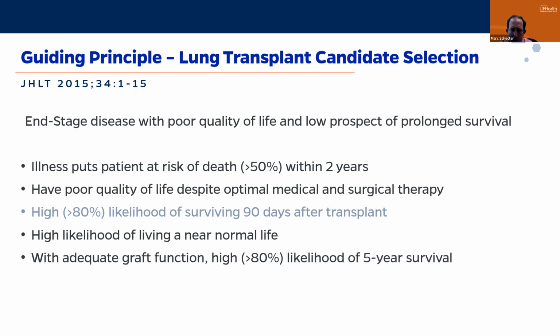Now, we're all starting to focus a lot more on the back end of this, and that is that really we're looking for candidates that we feel will have a very high likelihood of 5-year survival, right? And as well as having near normal life. And that 5-year survival, at least in the United States with the new continuous allocation scoring system that's coming for lungs, is moving to post-transplant survival, looking at a longer period of time than just 1 year. So these are kind of what guide us in lung transplant, and I'm sure they guide on the heart transplant side as well.